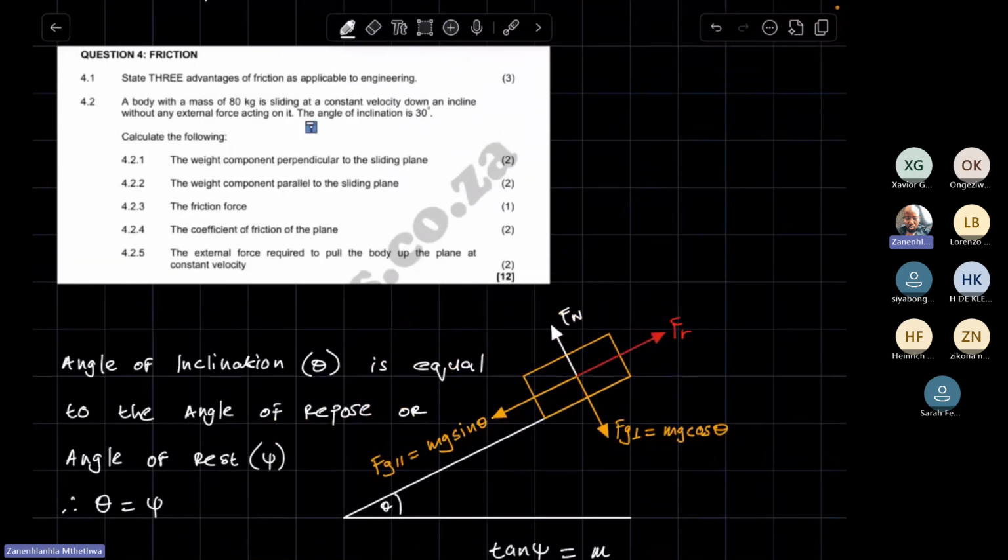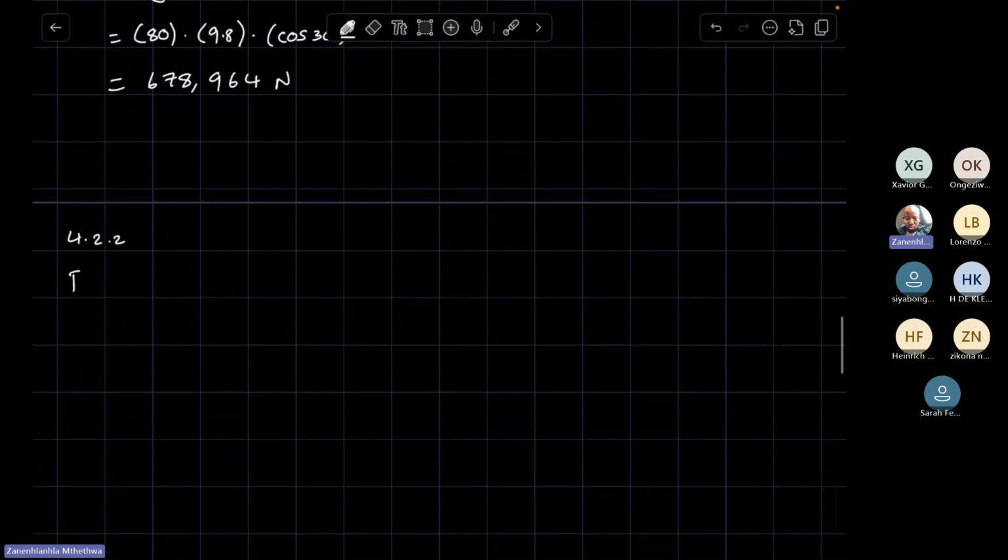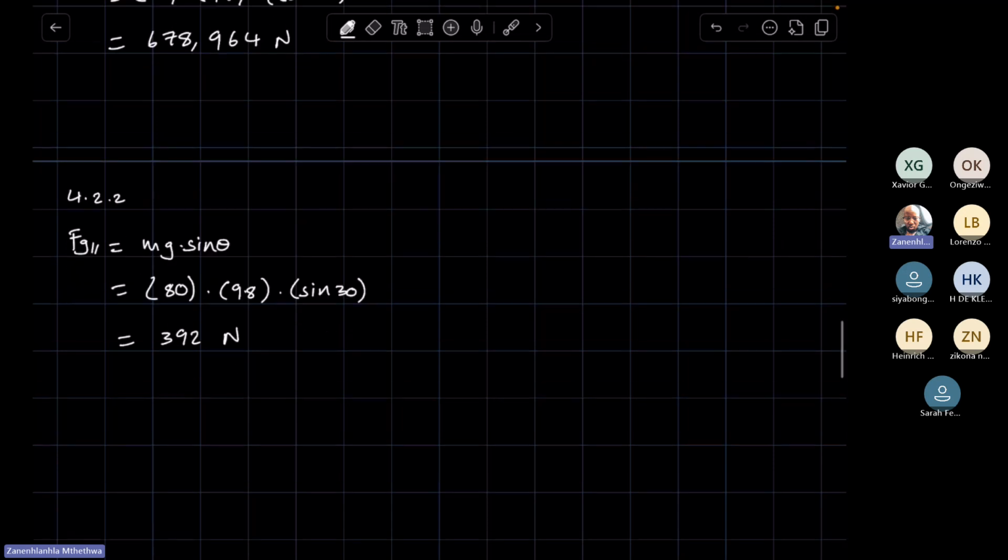4.2.2, the weight component parallel to the plane. Right. That's obviously FG parallel. So FG parallel is equal to mg sine theta. The mass is 80. G is 9.8. Sine theta is 30 degrees. Right, so this times sine 30 is 392 newtons. Are we getting the same? Yes. Right.